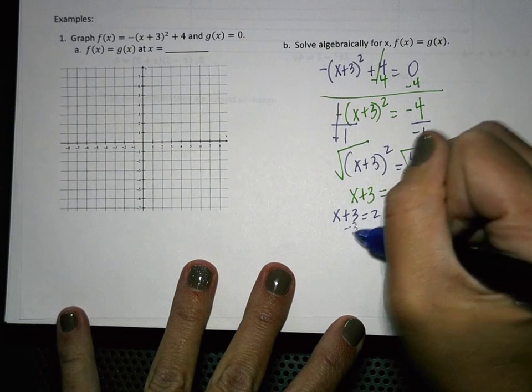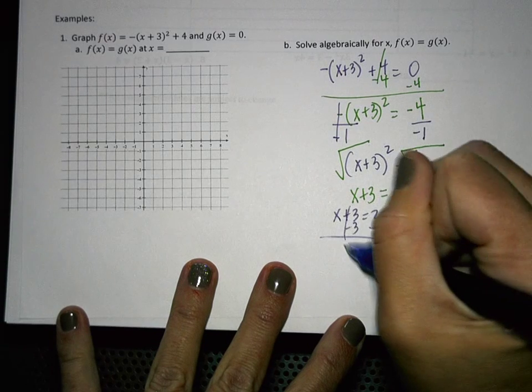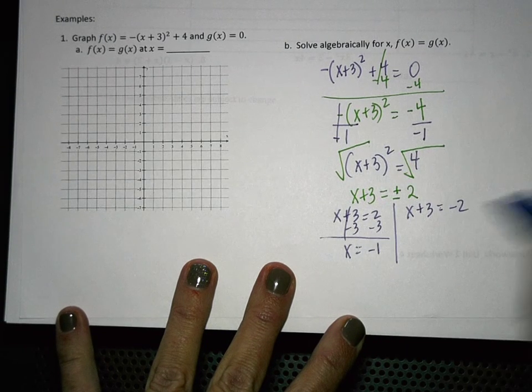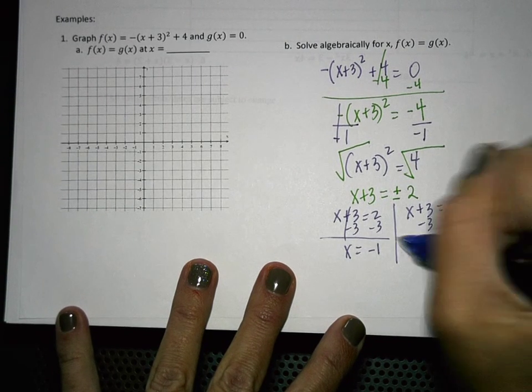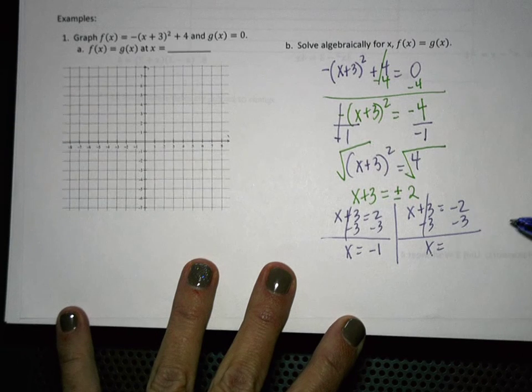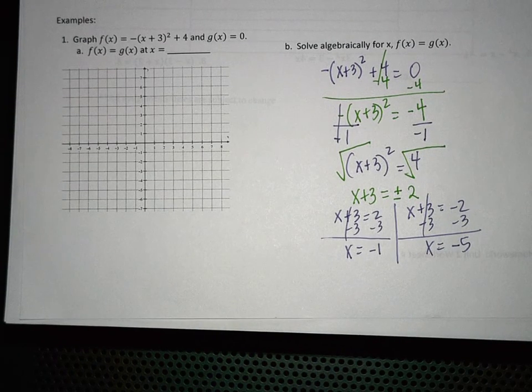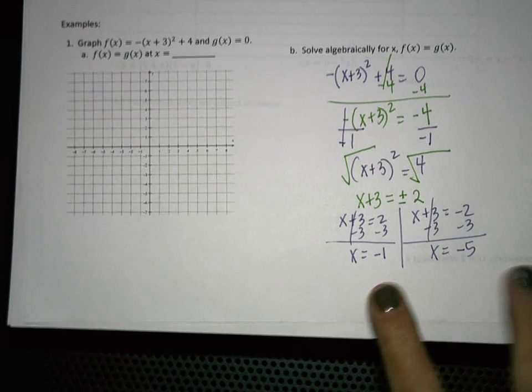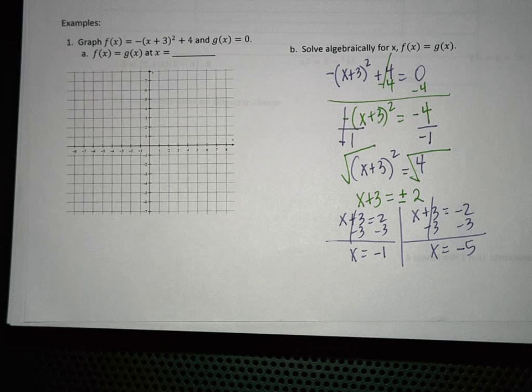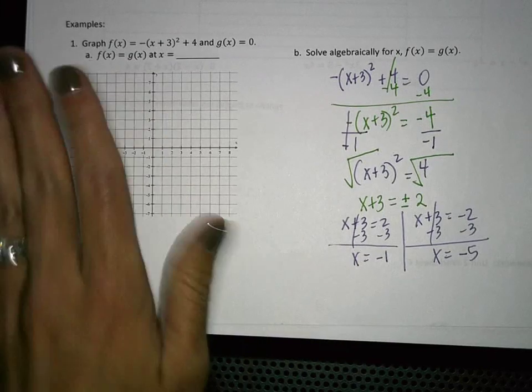So here I subtract 3 from both sides. x equals negative 1. Here I subtract 3 from both sides, and I get x equals negative 5. So when I'm doing my graphing portion, these should be the points where the graph ends up crossing the x-axis. Okay, so let's go over to the graph.